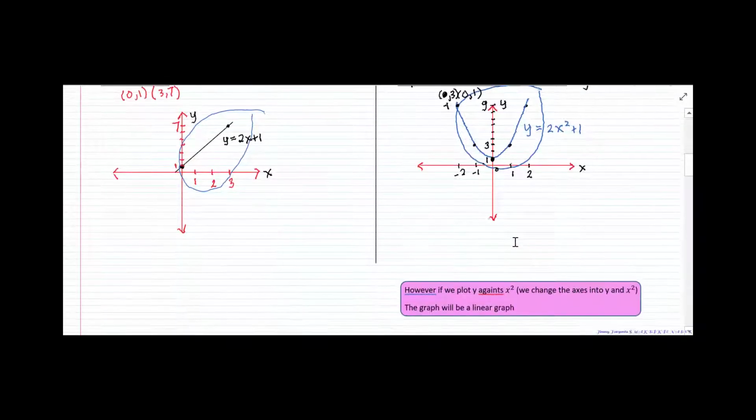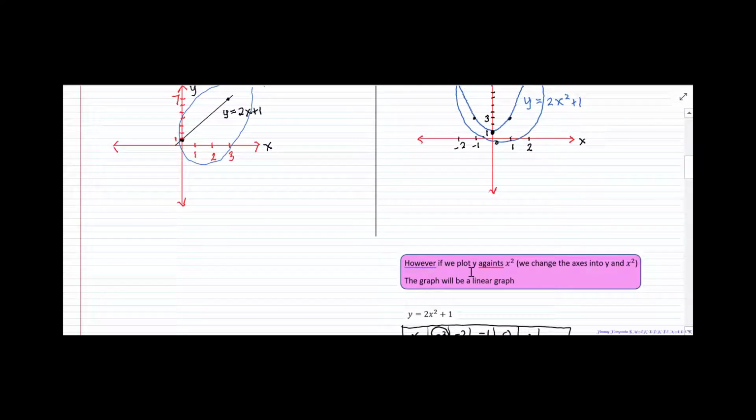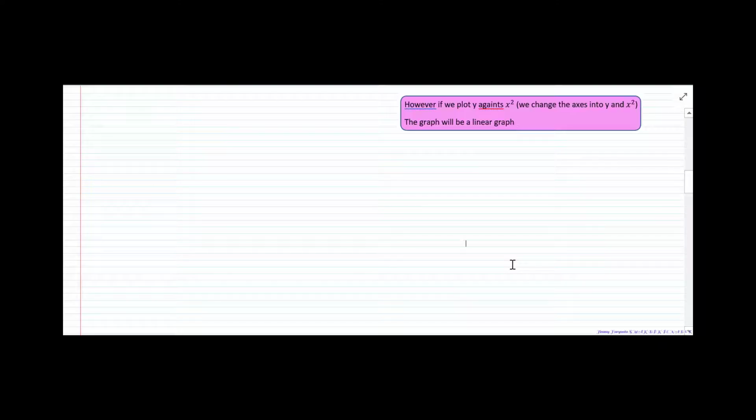How? Look at this. If we plot y against x squared, we can change the axis into y and x squared, and the graph will be a linear graph. If we change the axis into y and x squared, the graph will be a linear graph. You don't believe it? Okay, look at this. We have y equals 2x squared plus 1.